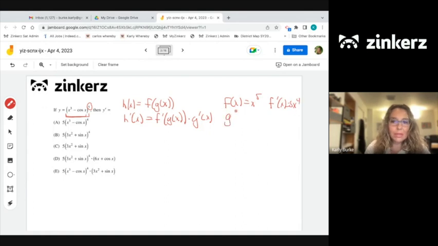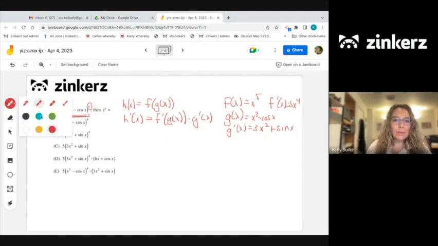And what's the innermost function here? Well, there's two different parts to it. So g of x is equal to x cubed minus cosine x, and g prime is equal to 3x squared plus sine of x. All right, don't forget to change that sign there.